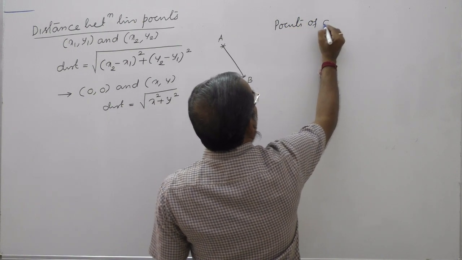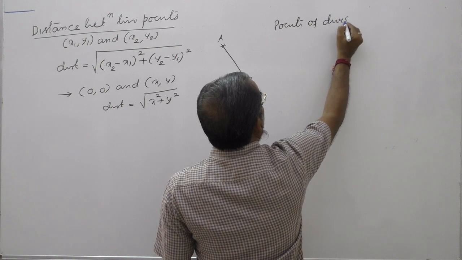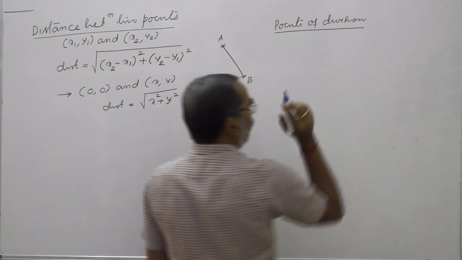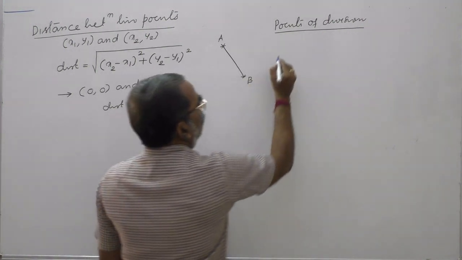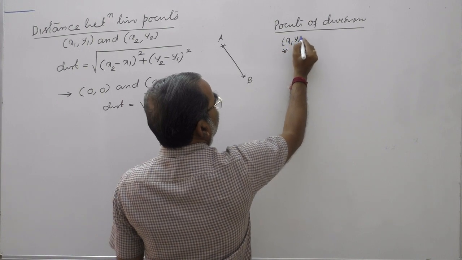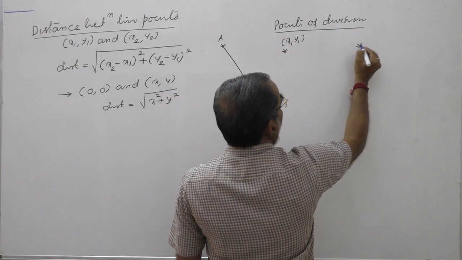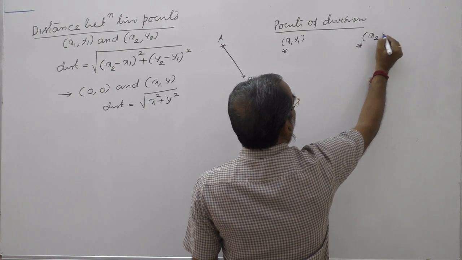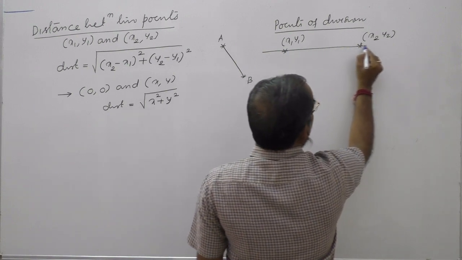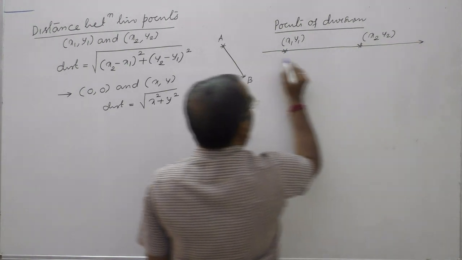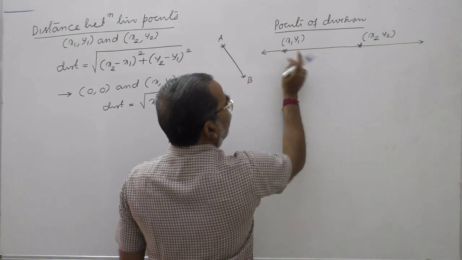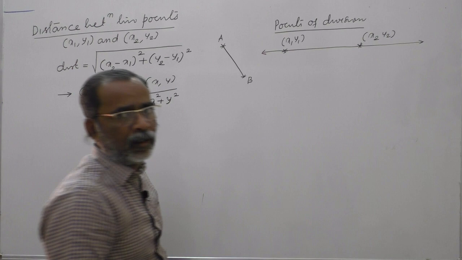Points of division. That is, it is called section formulae. If 2 points are given, x1, y1 and x2, y2, this is a line segment. What is this? It is a line. If you take this portion, this will be a line segment.